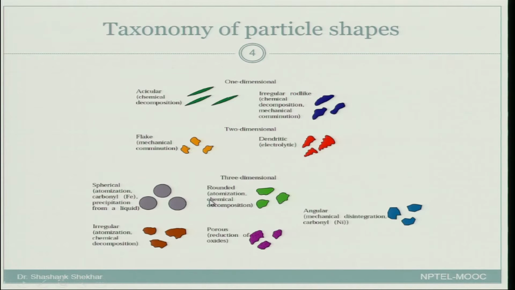Now we also saw that we can classify them in different classes. For example, you can say one dimensional, two dimensional, and three dimensional. So for example, acicular or rod like or elongated ligament kind can be put as one dimensional. Then two dimensional will be flake type or dendritic type, which does not have a very large dimension in the third dimension, and then most of the other shapes will fall in the three dimensional category.